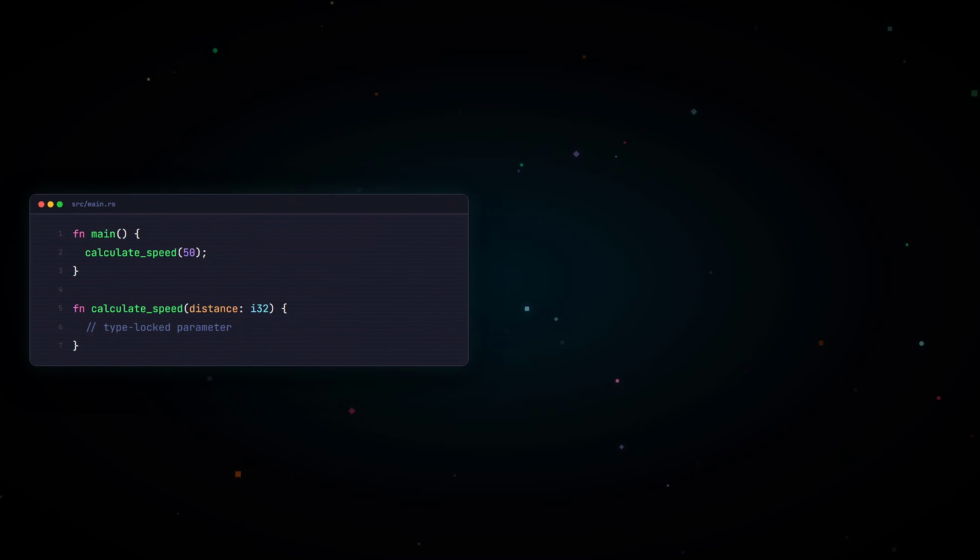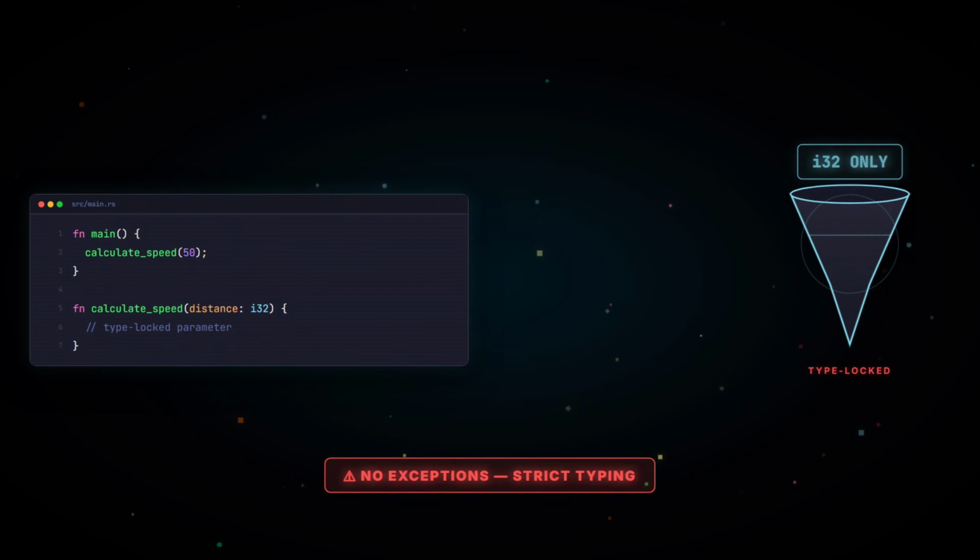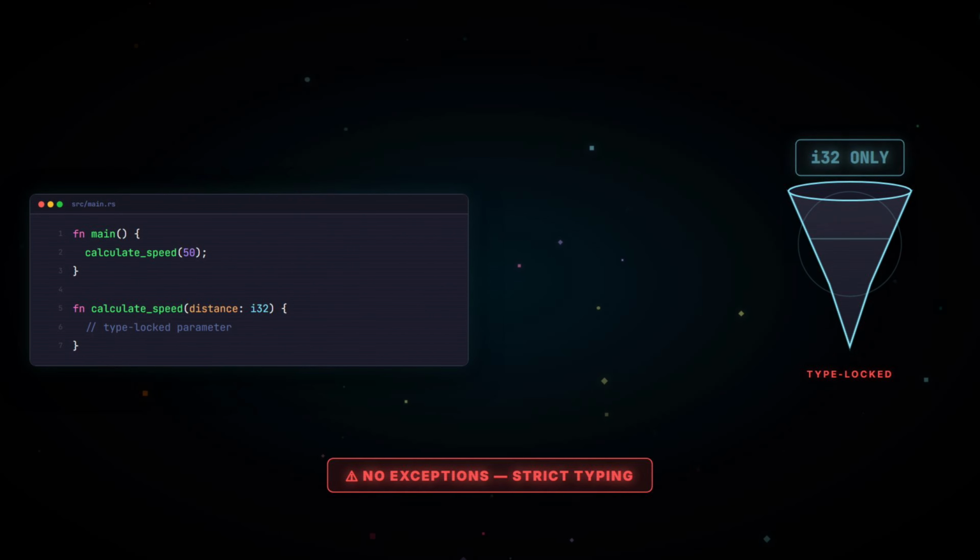Functions can take in data. You declare it inside the parentheses. A name, a colon, then the exact type. That's a parameter. And this funnel only accepts i32, not f64, not u8. Rust doesn't negotiate, strict typing every time.